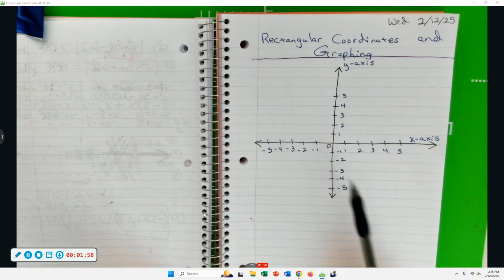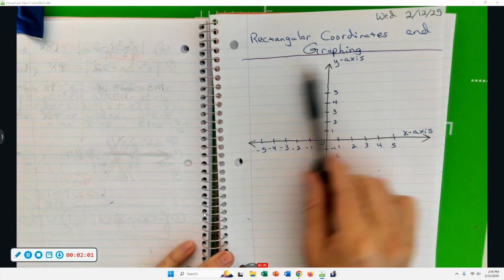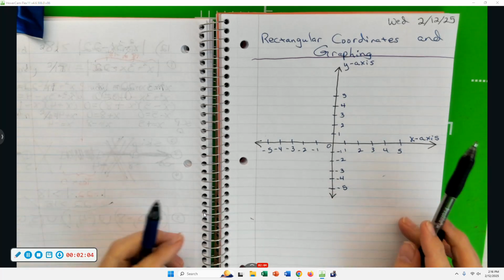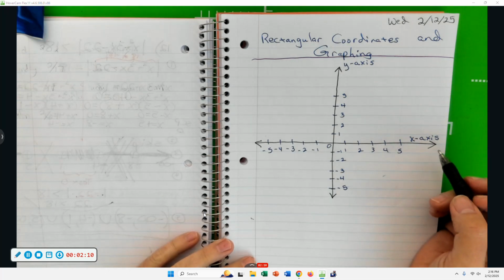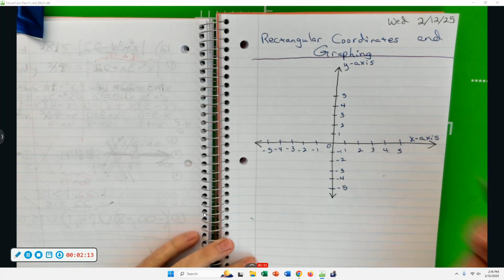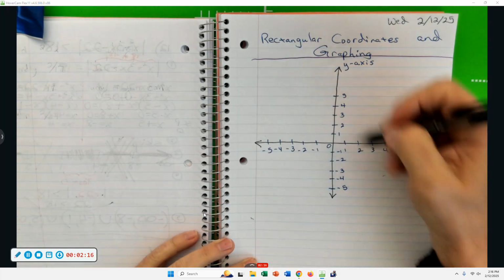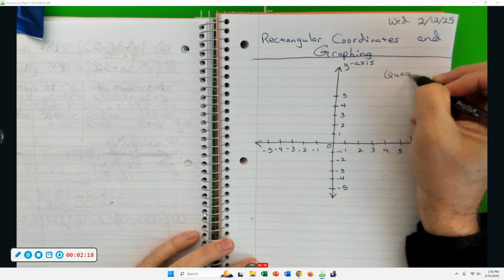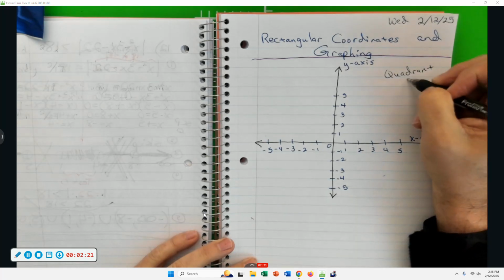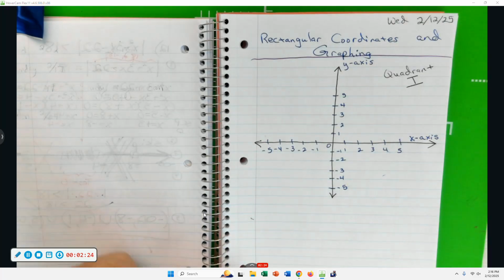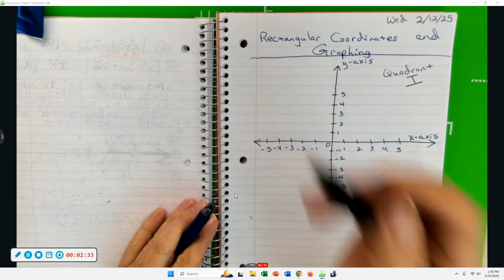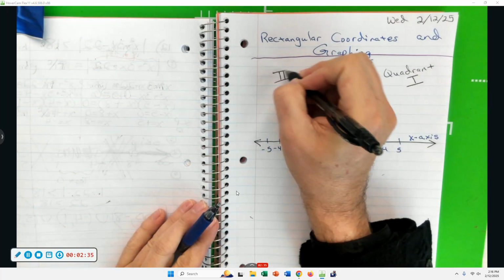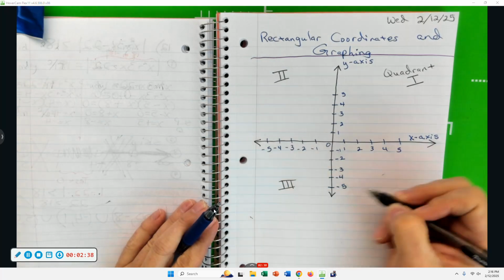These two number lines divide the plane. A plane is any flat surface. For our purposes, it's this sheet of paper I'm writing on. The number lines divide the plane into 4 distinct regions called quadrants. The upper right-hand corner is called quadrant 1, and it's numbered with a Roman numeral 1. And the quadrants move in counterclockwise order. Here we have quadrant 2, quadrant 3, and quadrant 4.